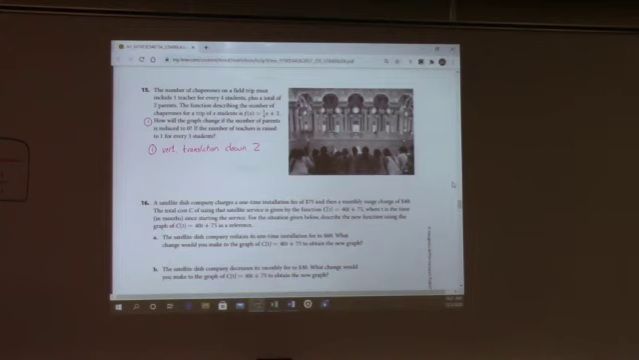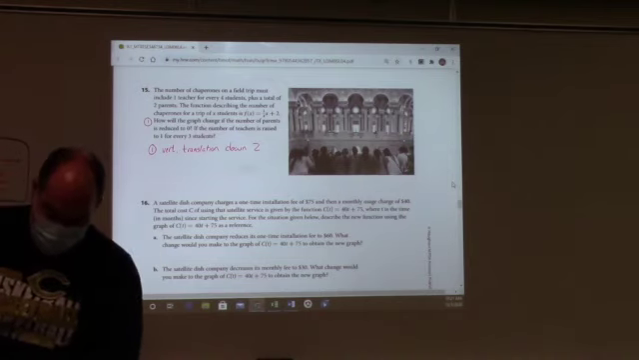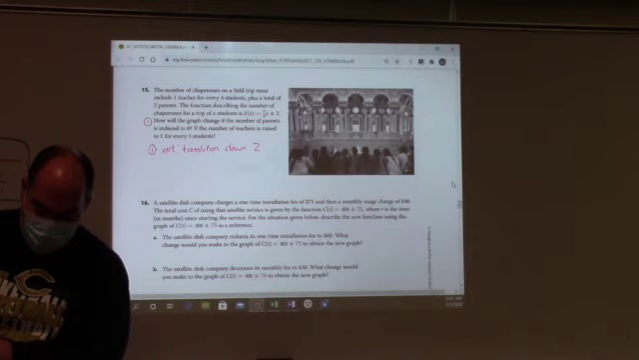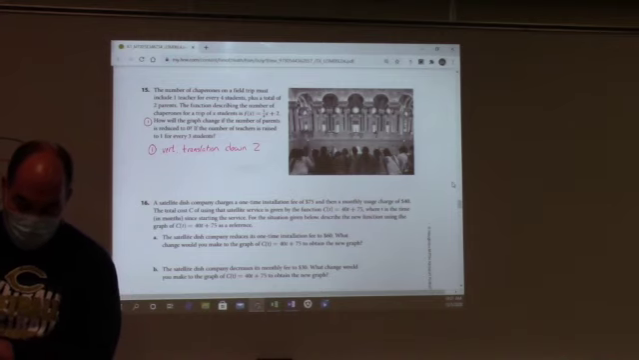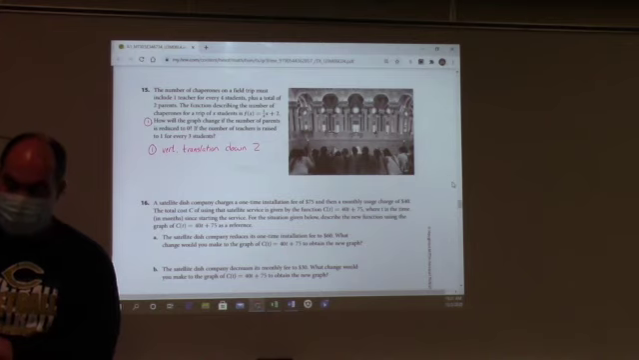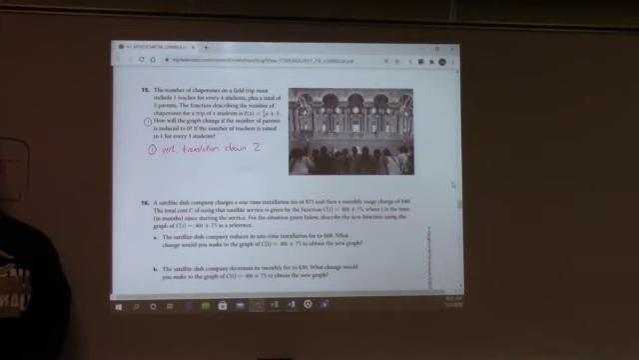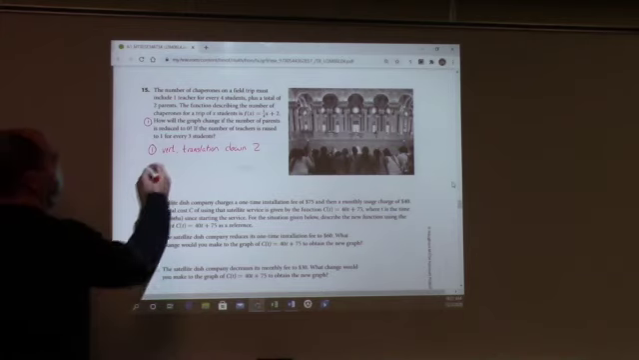Then it says if the number of teachers is raised to 1 for every 3 students. Okay? If it goes from 1 to 4, if it goes from 1 to 3, what would happen? It would be steeper. Does everybody see that? Okay.